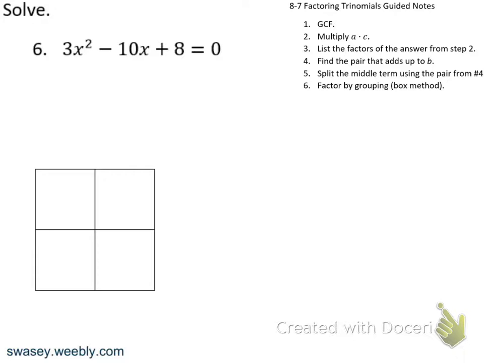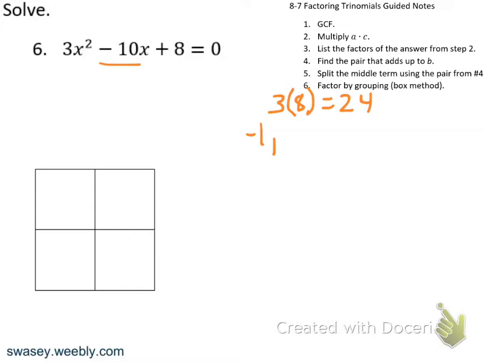This one, we have an equation. We're going to solve it by factoring, so we're going to do all these steps, and then at the very end, we'll set our factors equal to 0 and solve that. GCF of the left-hand side of the equation would be 1. Do a times c, 3 times 8 is 24. We need two numbers that multiply to get 24 and add to get negative 10. So let's list out our factors of 24. If we're multiplying and getting a positive, that means same signs. And then if we're adding them and getting a negative, they'll both be negative.